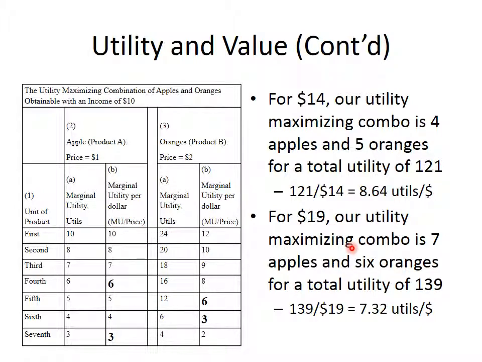Our utility maximizing combo here was, over here, 7 apples and 6 oranges. That gave us a total utility of 139. So again, we're getting more utility. We're getting more benefit. But ultimately, we're wasting our money. Okay? We're buying more and more and more, but it's wasting our money. It's wasting our money because we're actually getting less per dollar we spend. Okay? This is bringing us back to a point that we really kind of started this whole discussion with. Okay? This was a long way to get to a point that actually has already kind of been made.